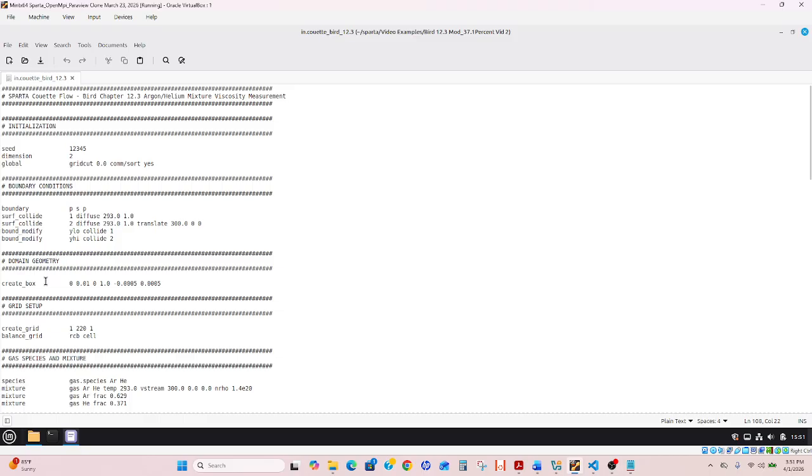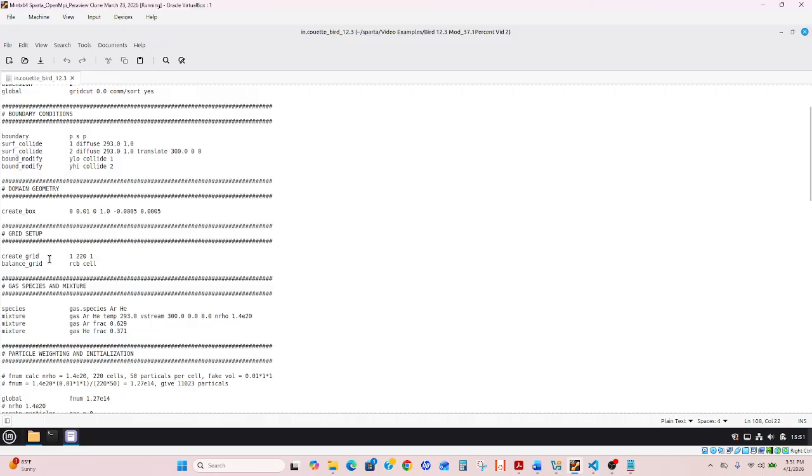Next, we go to the domain geometry. It hasn't changed from the first problem. We discussed that in there. If you are confused on this, just look back to that first example that I posted. The grid setup, it's the same type of grid. I just made it 220 cell widths in the Y direction compared to 200 in the last example. And it's 1 in the X, 220 in the Y, and 1 in the Z. Balanced grid is the same.